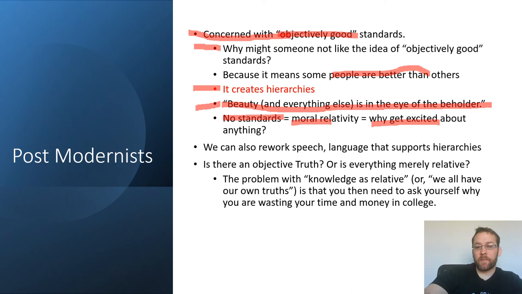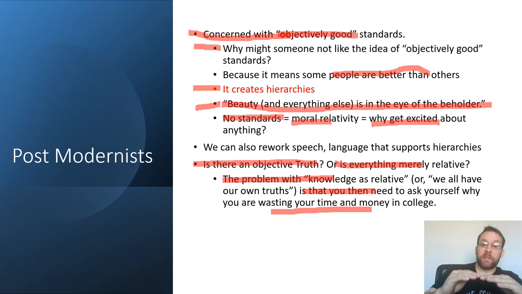Is there any idea of objective truth, or is everything merely relative, right? And again, the problem with the idea that knowledge is relative, that we all have our own truths, is that you then need to ask yourself, why are you wasting time and money in college, right? If everything is just subjective, and there's no way to better your skill in order to climb up the hierarchy because all hierarchies have been eliminated, then what are you doing wasting your time and money trying to develop skills that would allow you to climb whatever hierarchy you're at, right? And it's not just about the money hierarchy.